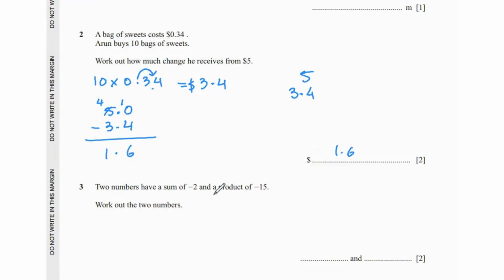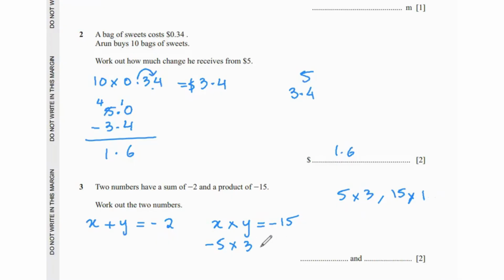Then two numbers have a sum of -2 and a product of -15. Work out the two numbers. So let's assume that the numbers are x and y. So x plus y is -2, and then x times y is -15. So now we know the factors of 15 are 5 and 3, 15 and 1. If we do -5 times 3, that's -15. And if we do -5 plus 3, that's also -2. So our numbers can be -5 and 3.